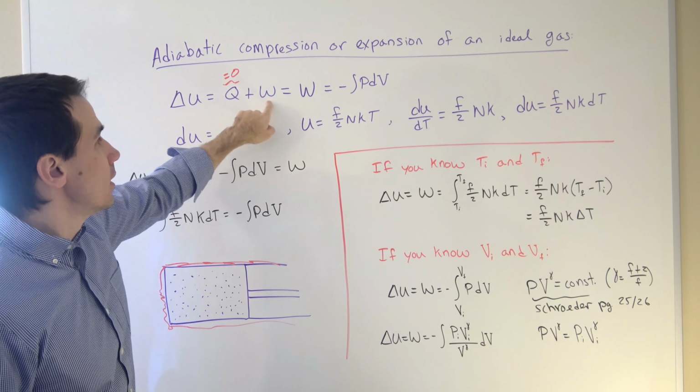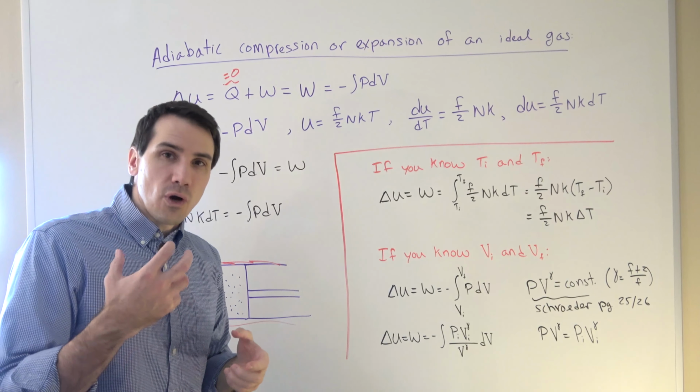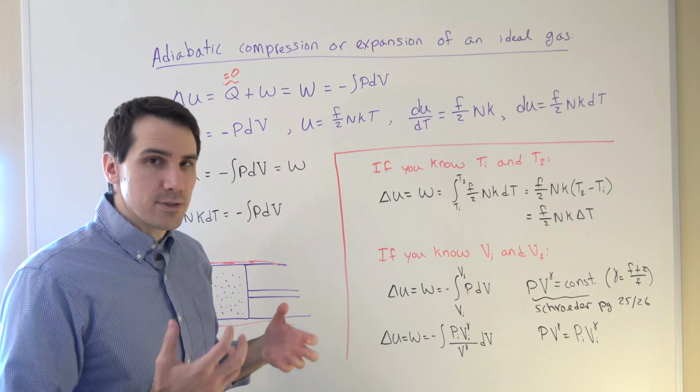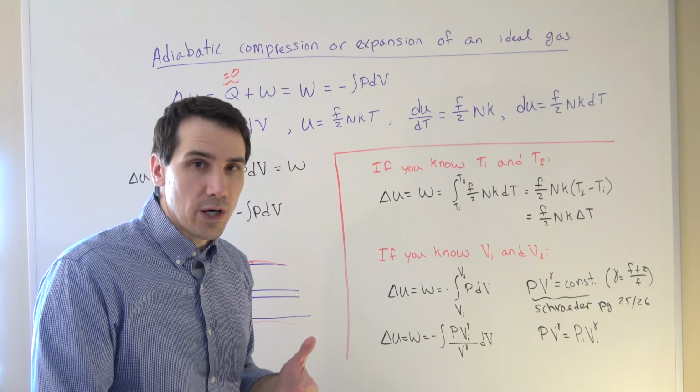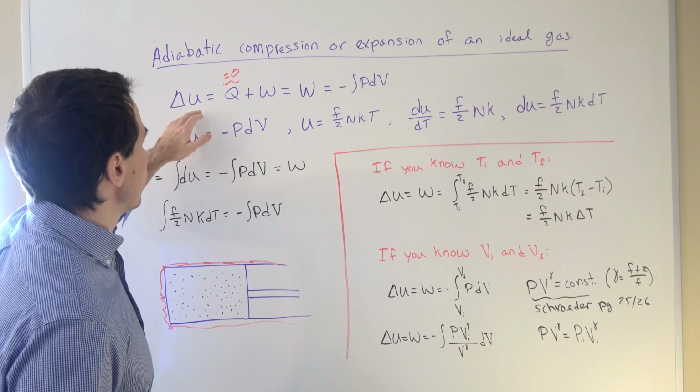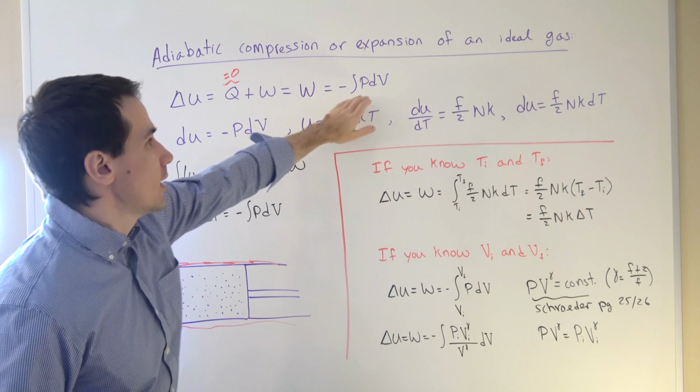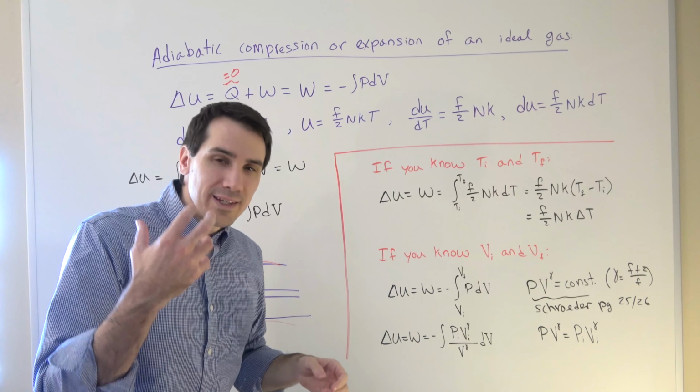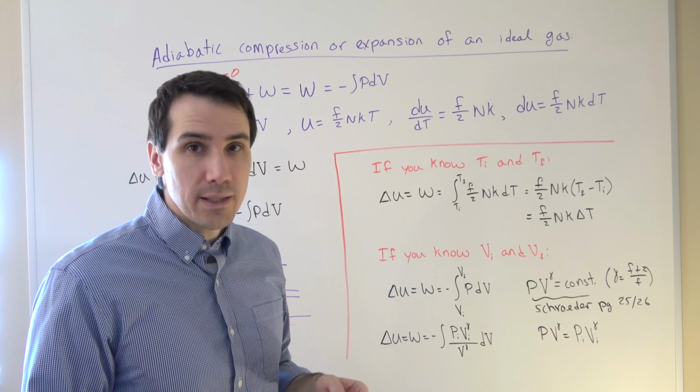Okay, so adiabatic, when we write down our change in energy for the gas, then our Q, our heat, is 0. So our change in energy is only the change in energy of the gas due to the work that we do on the gas, right? So we have delta U equals work, which is always equal to the negative of the integral P dV.